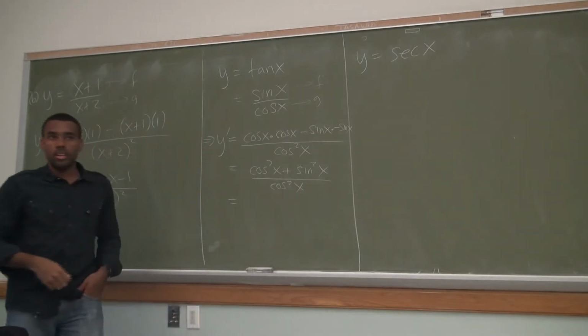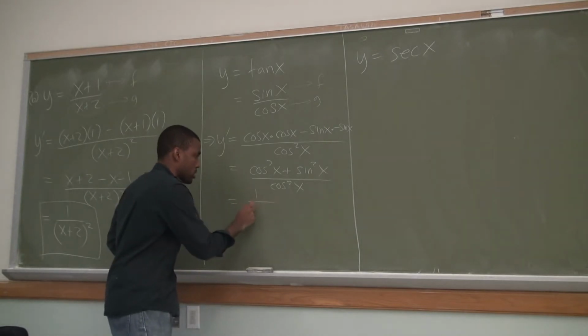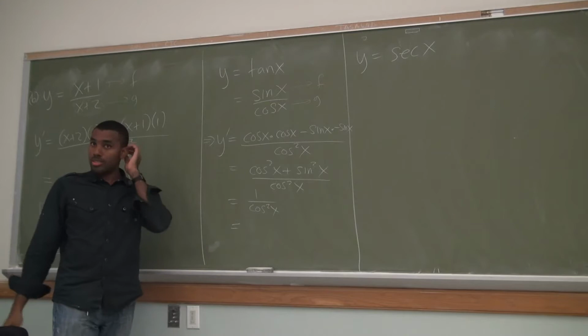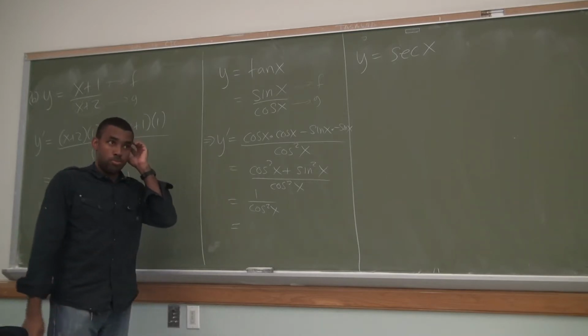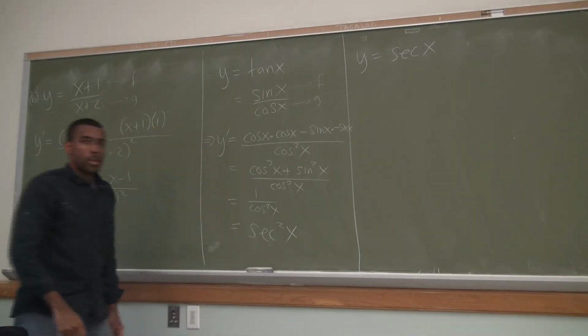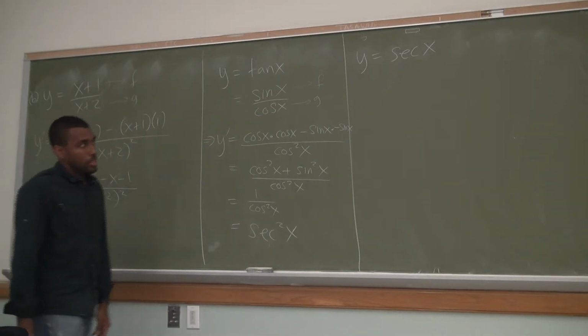Can that be simplified? That's just 1 over cosine squared. Can you write that as a nicer trig function? Secant squared. Right? So the derivative of tangent is secant squared.